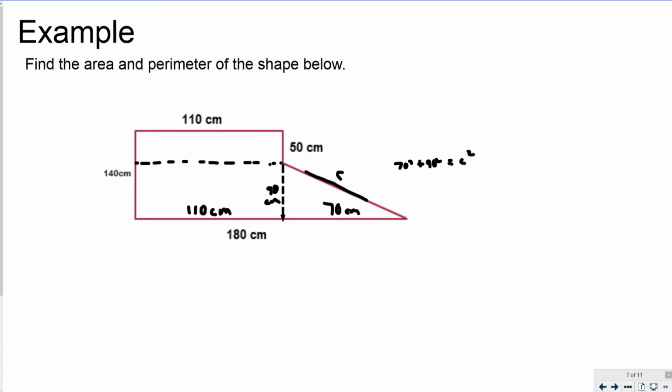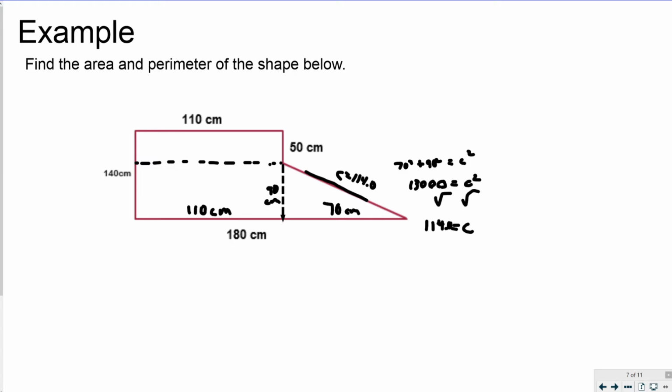So 70 times 70 gives me 4,900. 90 squared is 8,100, for a total of 13,000. Then we're going to take the square root. So I got 13,000 equals c squared. Take the square root. C is equal to 114.0 when rounded. I'm leaving the 0.0 to signify that it's been rounded, so it's not exactly 0.0.